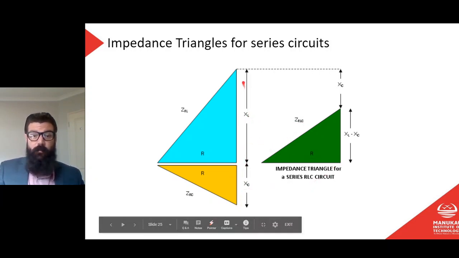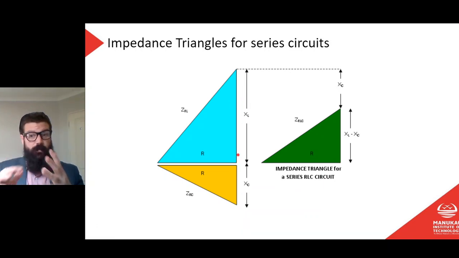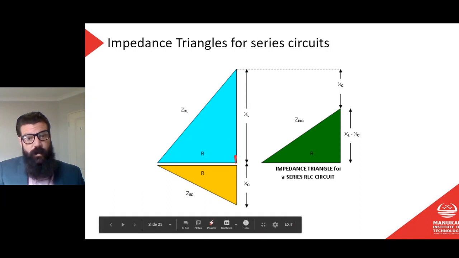So I can combine those two reactances. In fact, I must combine those two reactances. That's where we get XL minus XC, which gives us that vertical side of the triangle. And that's why, when we're doing those calculations in our Pythagoras formula, we use XL minus XC, because we're taking those two opposite vertical sides and combining them together to give us one triangle.